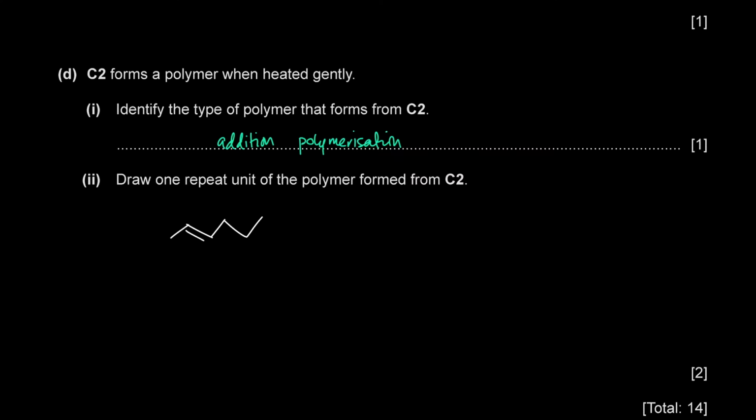Now, if we want to show the structure of the polymer, first we're going to draw the monomer in this form. We arrange all the groups on the double bond above and below because it's the double bond that's polymerizing. So this carbon on the double bond is bonded to a hydrogen and a CH3. And the other carbon over here is bonded to a hydrogen and a CH2CH2CH3.